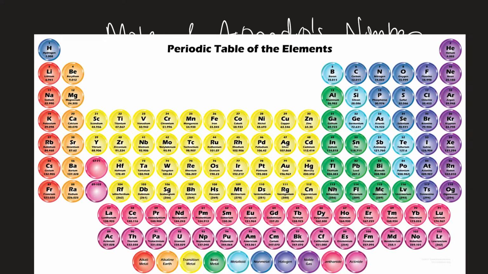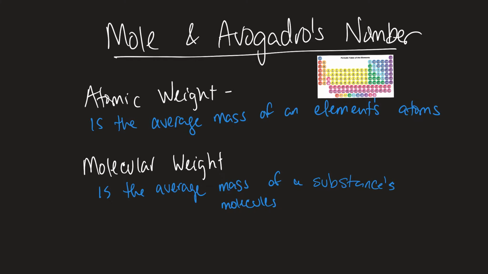Now, molecular weight is the average mass of a substance's molecules. Here we're still talking about mass. A substance's molecular weight, or formula weight if it's an ionic compound, is the sum of the atomic weights of all the atoms in the molecule or formula unit. So what do I mean by this?